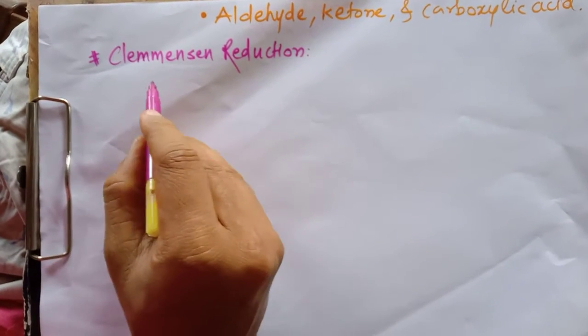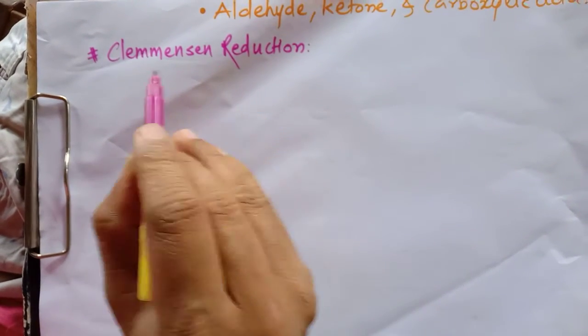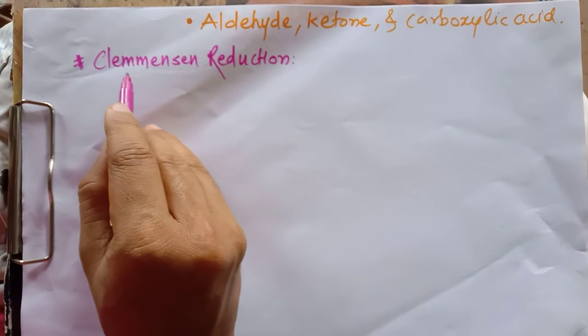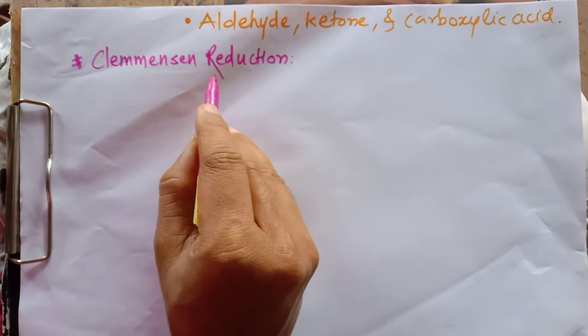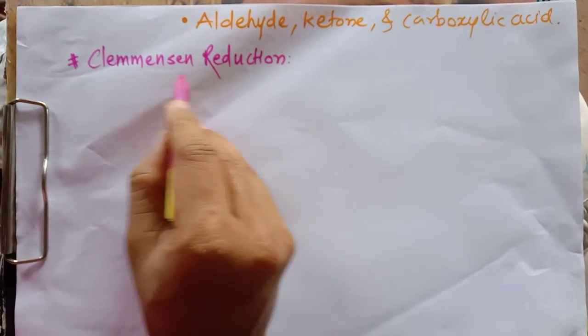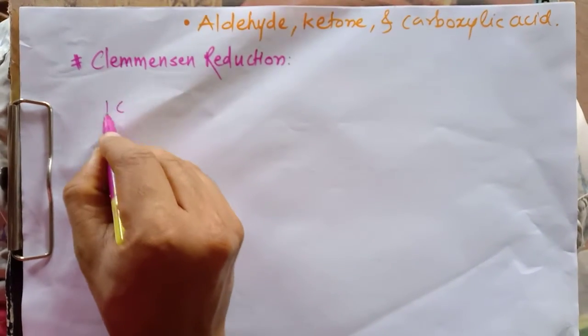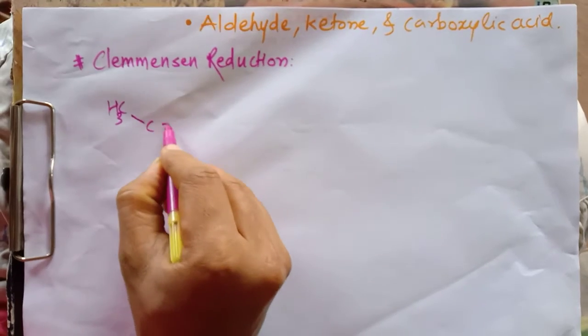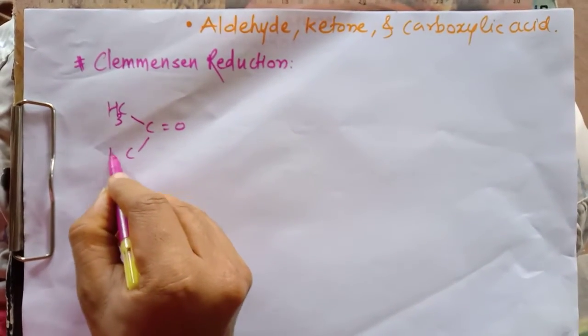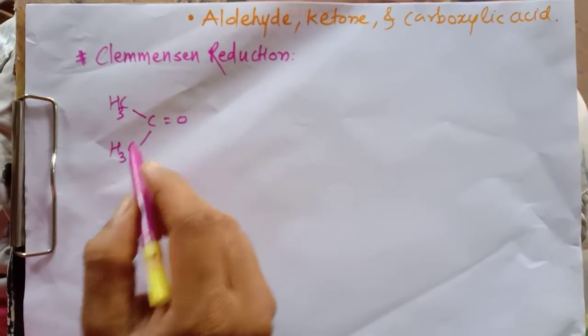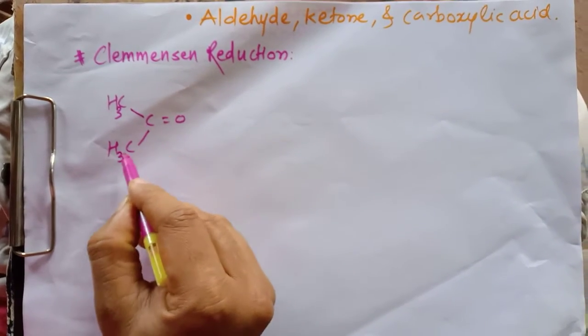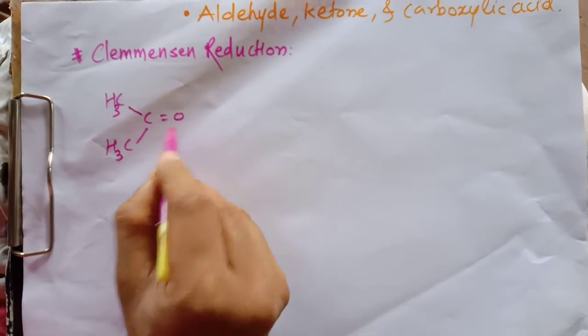I am going to teach you the Clemmensen reduction reaction. Specifically, this is a reaction in which we get an alkane as a product. See here, CH3, C double bond O, and CH3. This is a ketone, and this is a carbonyl group.